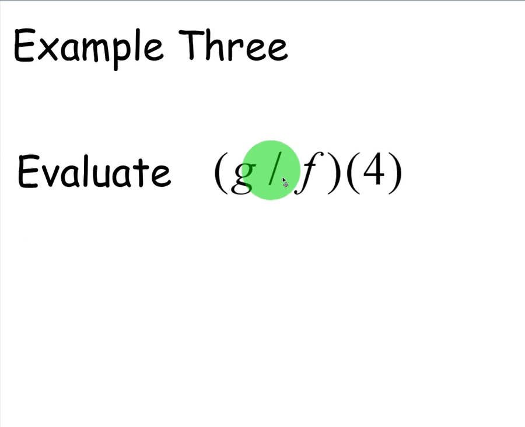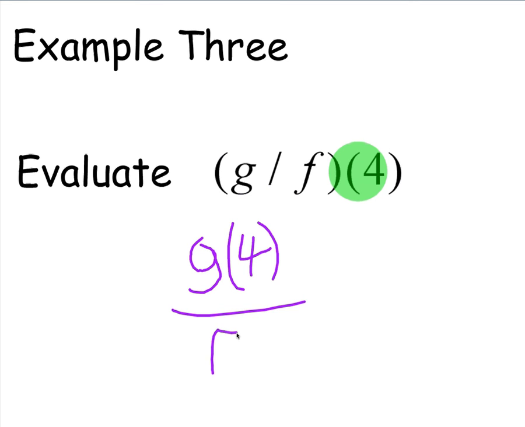Now it says g over f of 4. Now if you recall, I told you what this means. Let's go ahead and write it again. This is a shorthand of saying what is g of 4 divided by f of 4. Okay, this and this mean the same thing, so don't forget that.